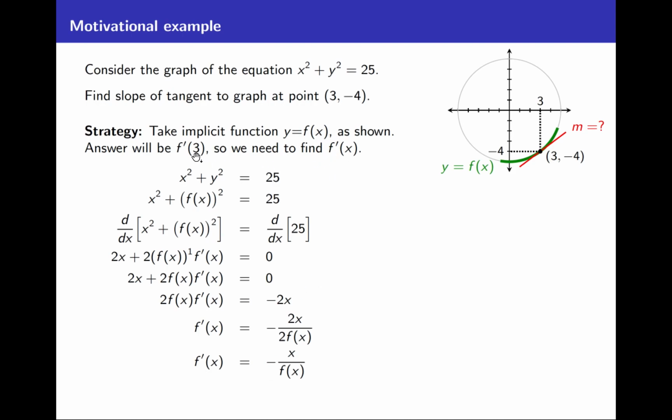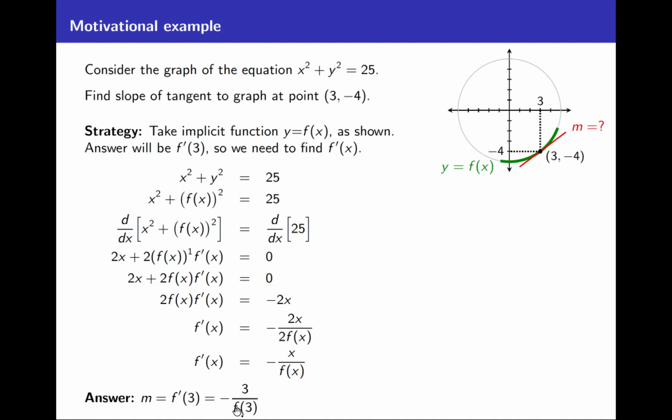And we said the answer to our question, the slope of this tangent line, is going to be f prime of 3. So all we have to do to get that is plug in 3 for x in f prime. So our answer is m equals f prime of 3. And that would be 3 over negative f of 3.